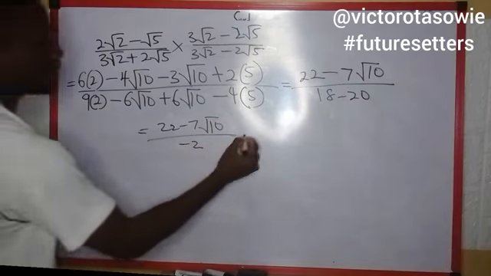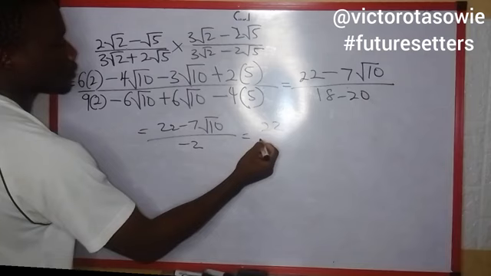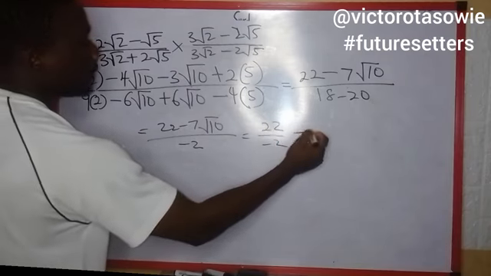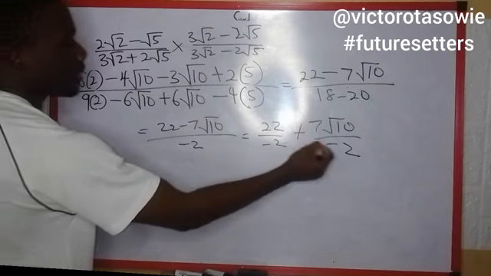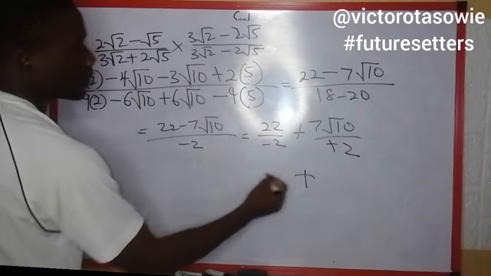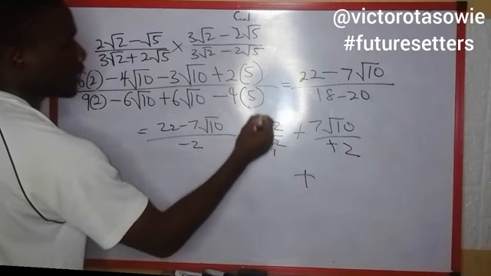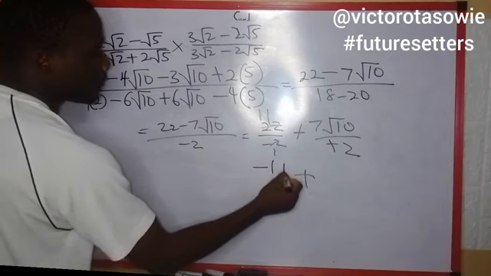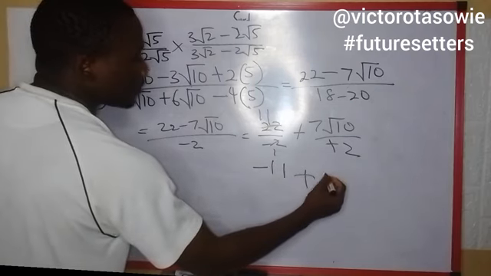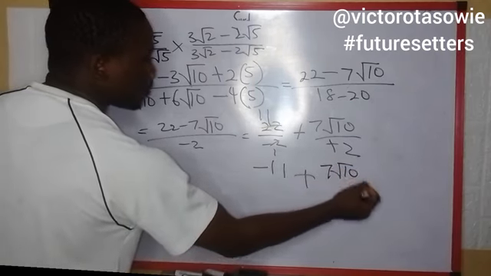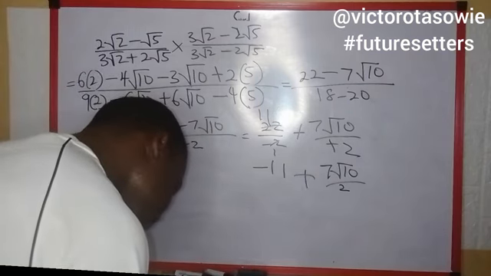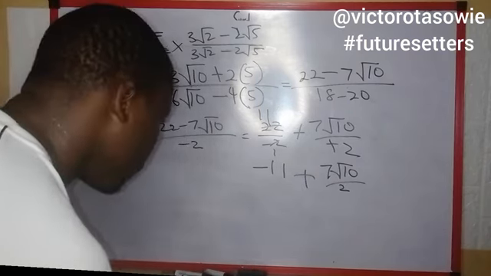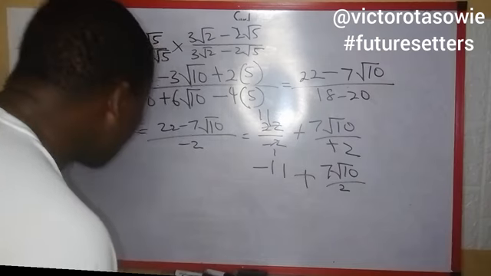Now if we are having this, we are going to divide to break it down. Minus over minus 2, minus 7 root 10 over minus 2. So this minus, we cancel this minus. What will it become? Plus. 2 here 1, 2 here 11. So what we have is minus 11 plus 7 root 10 over 2. So that is all we can do on that sort.